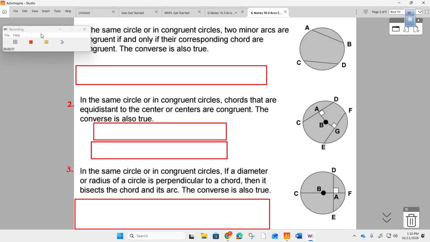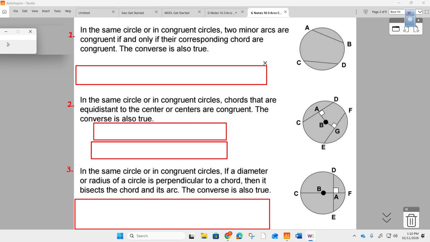All right, so we've got some new rules we're learning. All of these start out the same way. They say in the same circle or in congruent circles, so all the parts are congruent, okay? We're just talking about this circle.